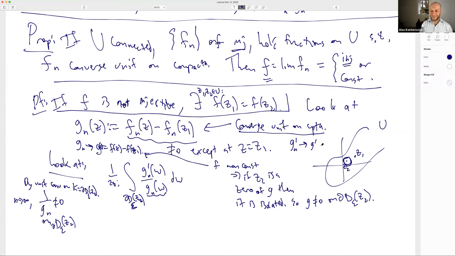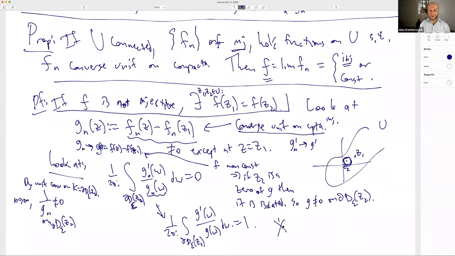G prime converges uniformly on compacta. So this converges to 1 over 2 pi i times the integral over the same boundary of g prime of w over g of w dw. Each of these is asking how many zeros there are, but each of the gn's is still injective. I've just subtracted off a constant, so each of these is still injective. Anyway, it doesn't vanish. So these are all zero, but if f is non-constant and it has a second zero, then this is supposed to be one.